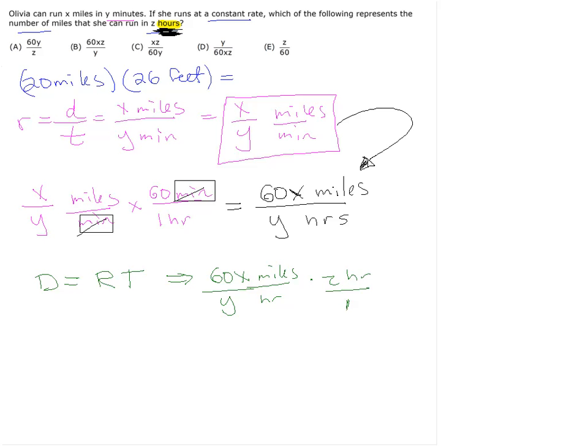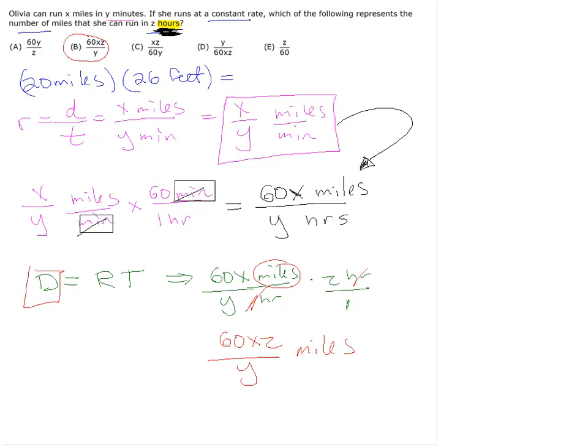Notice, guys, if we do the fraction properly, the hours cancel out of the equation, and we're left with distance, which is exactly what we were hoping to solve for, right? So her distance would very simply be 60 times X times Z over Y, and of course the unit left is miles. And let's see, what is that? That's answer choice B.